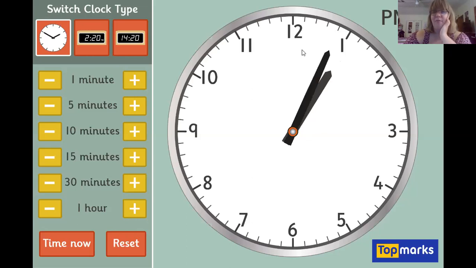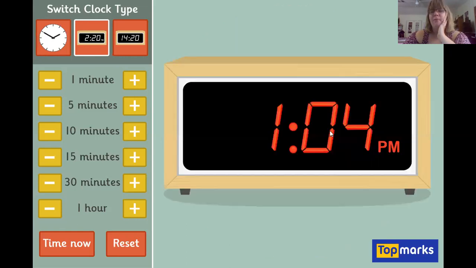So now we know we have 1 is our hour, and it's been 1, 2, 3, 4 minutes. So it's 1:04. 1:04 p.m. So in the afternoon.